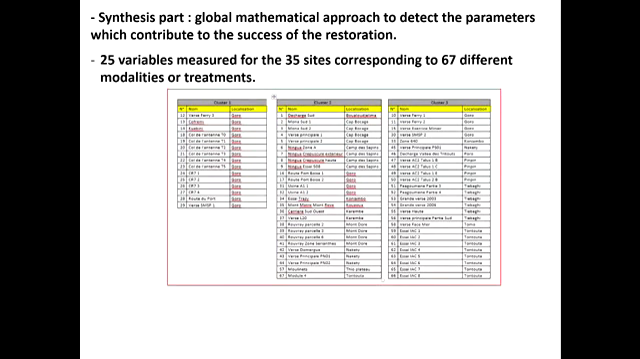The synthesis part of this project is a global mathematical approach to detect the parameters which contribute to the success of the restoration. We studied 25 variables measured for the 35 sites. Actually, the 35 sites correspond to 67 different modalities or treatments, which are listed here.